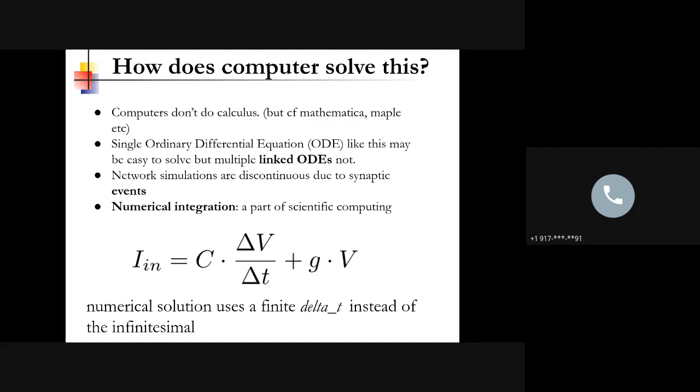So we want to work with all of the linked ODEs, or as many as we can, because if we really tried to do even as much as we know, which is a tip of the iceberg, we wouldn't be able to run them even on our HPCs, high performance computing machines.